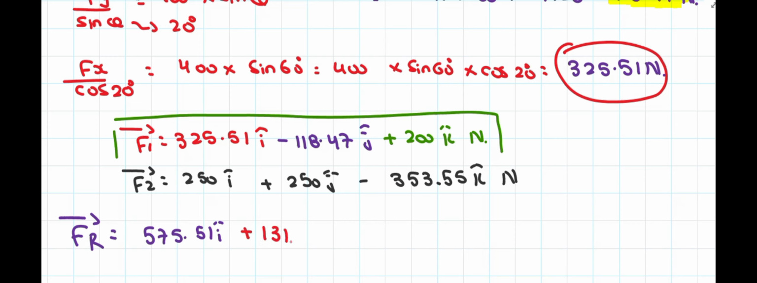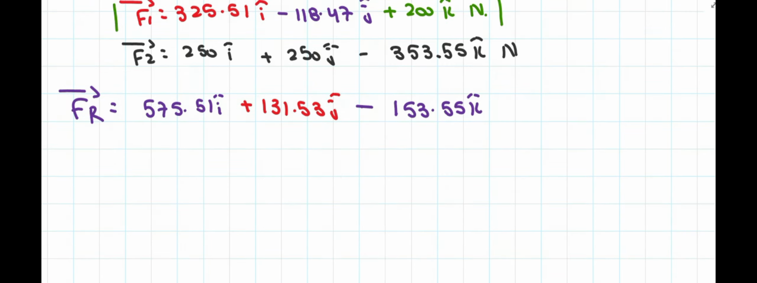So we will get positive 131.53 j cap. And lastly, positive 200 with negative 353.55. So we will get negative 153.55 k cap. This is basically the Cartesian form or the vectorial form of the resultant vector. Now, what about its magnitude?